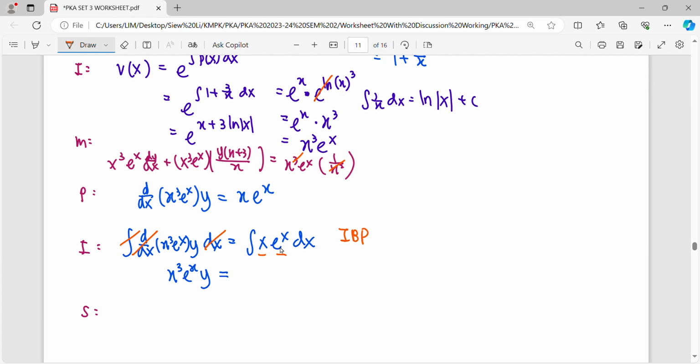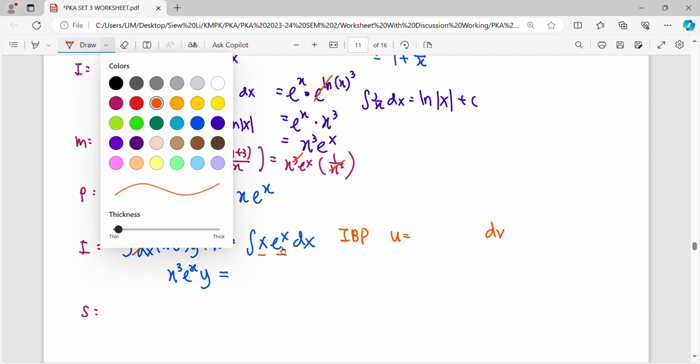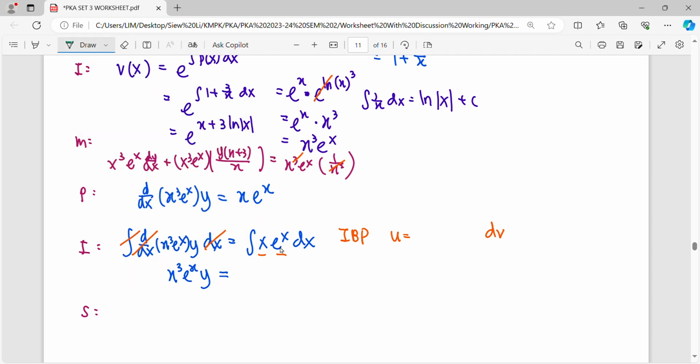And since the two functions are different, it means integration by parts. Start by defining which one is u and which one is dv. For u, the priority goes by LIATE: log first, followed by polynomial, and then exponential. So we will choose u as x, where polynomial is given first priority. The remaining part, e^x dx, will become dv.